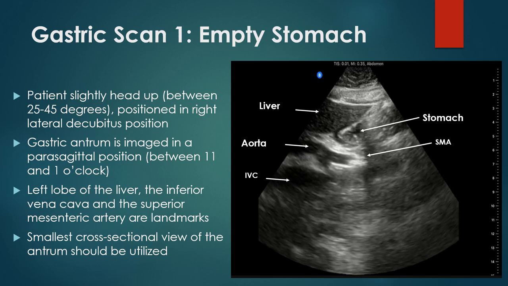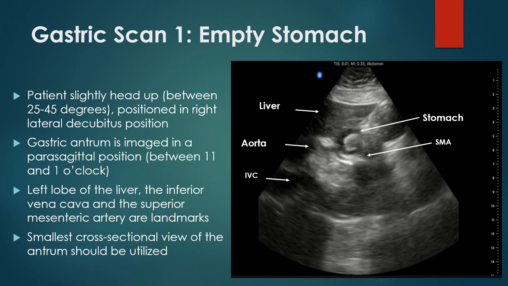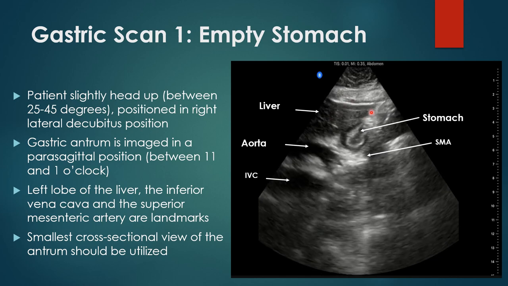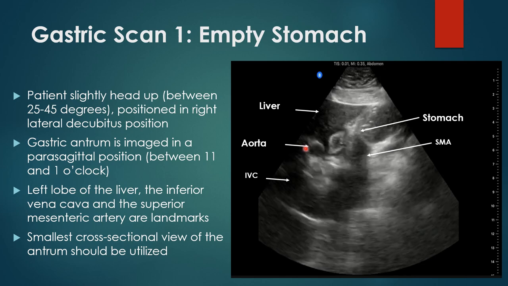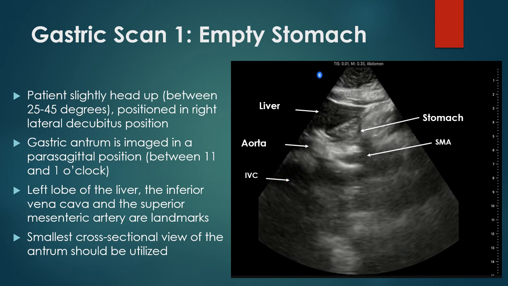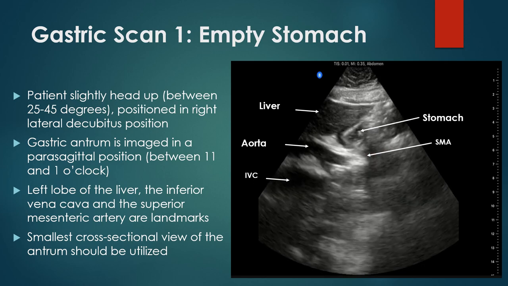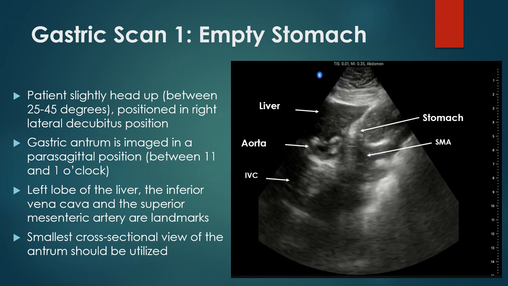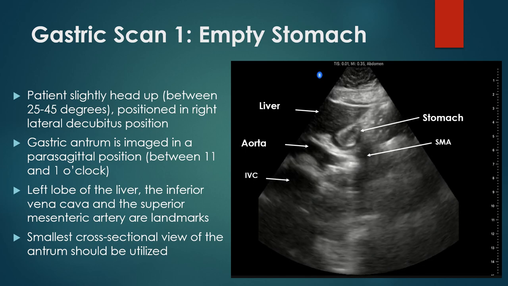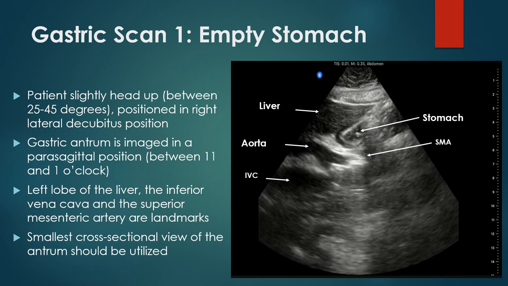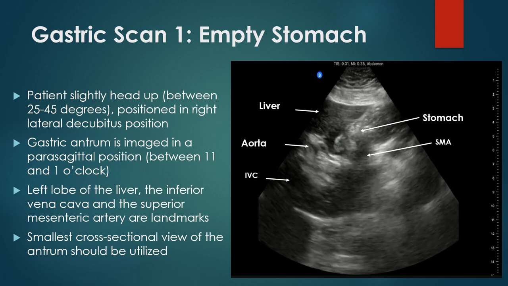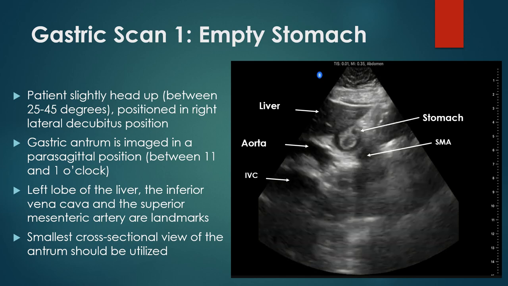So this is a scan of an empty stomach. This is actually my wife's. And you can see here, you've got a nice view of the left lobe of the liver, aorta here, IVC. You've got the bullseye here in the middle. You've got a little view of the SMA here. And she's slightly head up between 25 to 45 degrees, positioned in the right lateral decubitus position. I'm imaging this in a parasagittal position, which is basically not longitudinal and it's not transverse. It's pretty much just between the two.